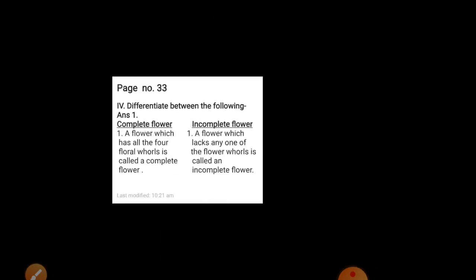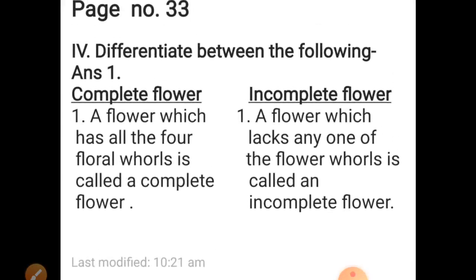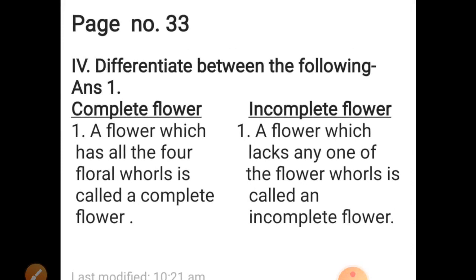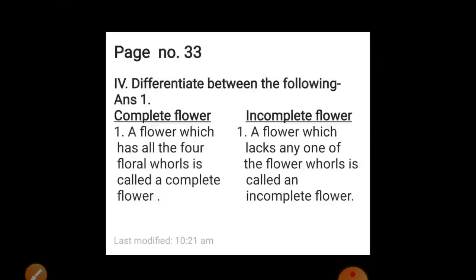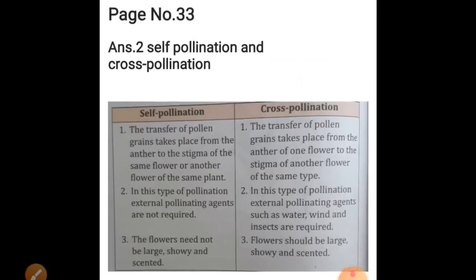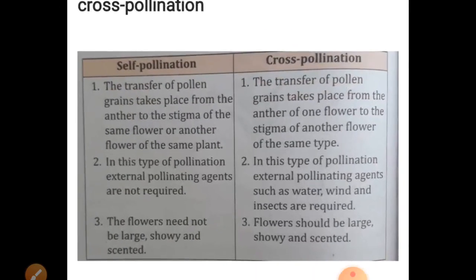Now come to the next, differentiate. Your first question, complete flower and incomplete flower. So complete flower, a flower which has all the 4 floral whorls is called a complete flower. Incomplete flower, a flower which lacks any one of the floral whorls is known as incomplete flower. Now next, self-pollination and cross-pollination. This I have already explained to you. You can take a screenshot to write these answers.